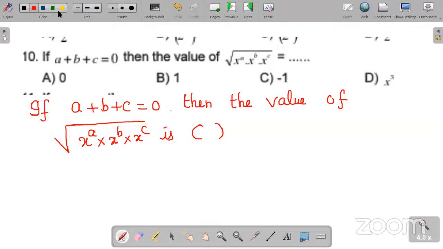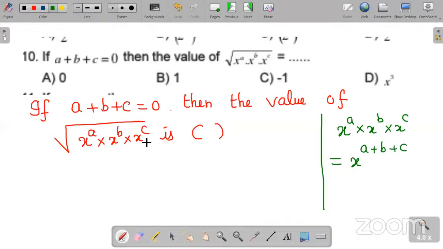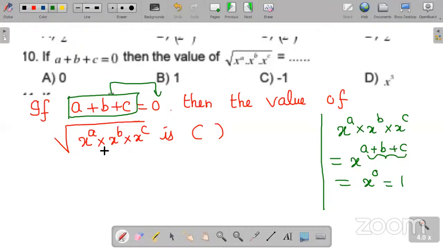One thing first, separately, let us do, my dear students. X to the power of A into x to the power of B into x to the power of C is equal to x to the power of A plus B plus C, you can write. A plus B plus C is given as 0, so instead of A plus B plus C, put 0. X raised to 0 is 1. So our answer is root of 1.